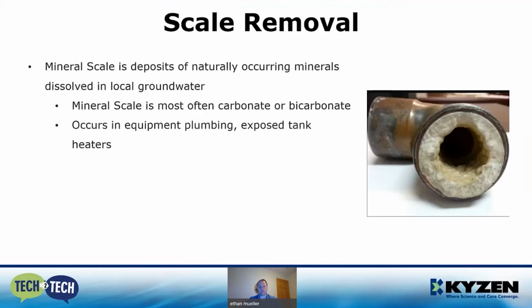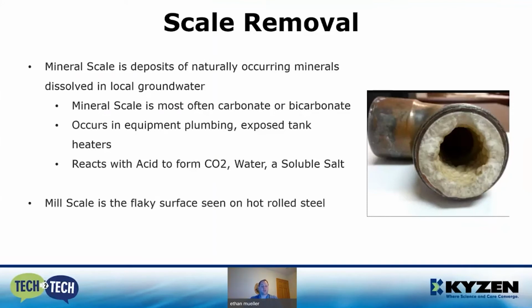And it's depositing in our plumbing, in our equipment tanks, on our heaters. And we can react this with acid. And acid reacts with scale to form CO2, water, and a soluble salt. And because we're forming that soluble salt, we can easily rinse that away from our equipment and get it out of there. Mill scale is not scale in the general sense.